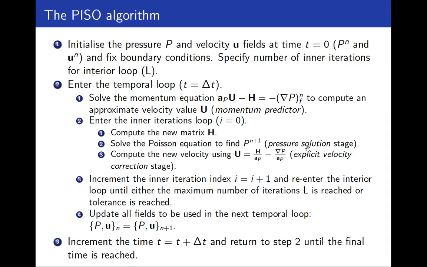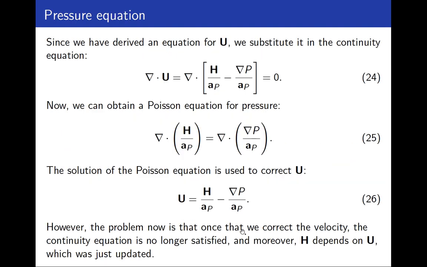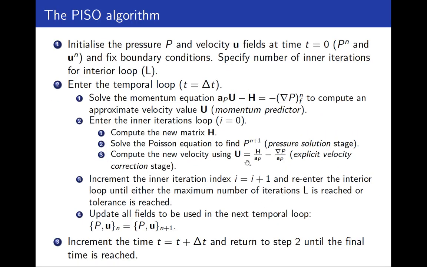So this is the pressure solution stage. And then the next step is that you have to correct the velocity using equation 26. So the velocity can be evaluated as follows. So this is the explicit velocity correction stage.